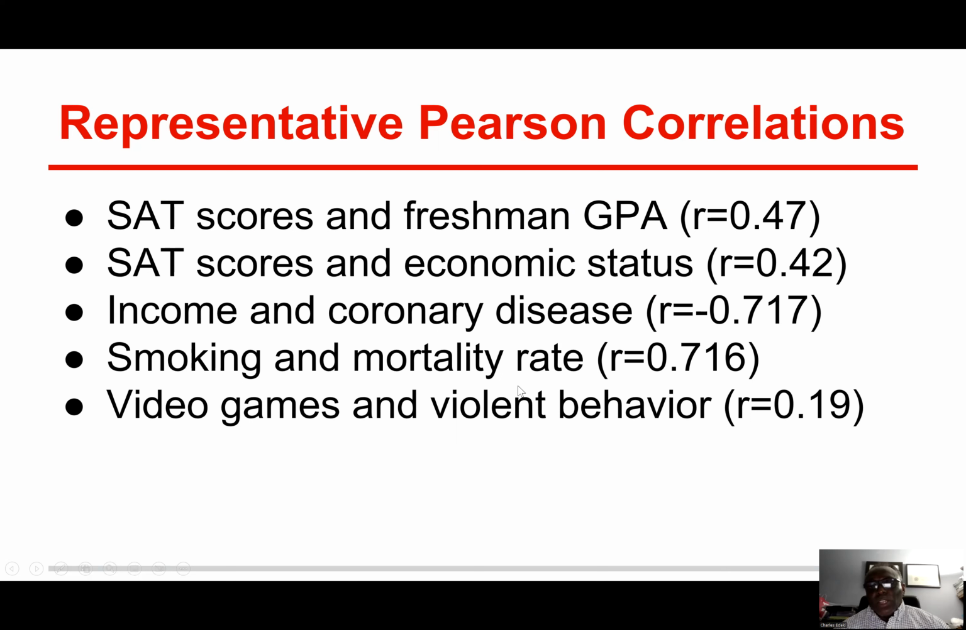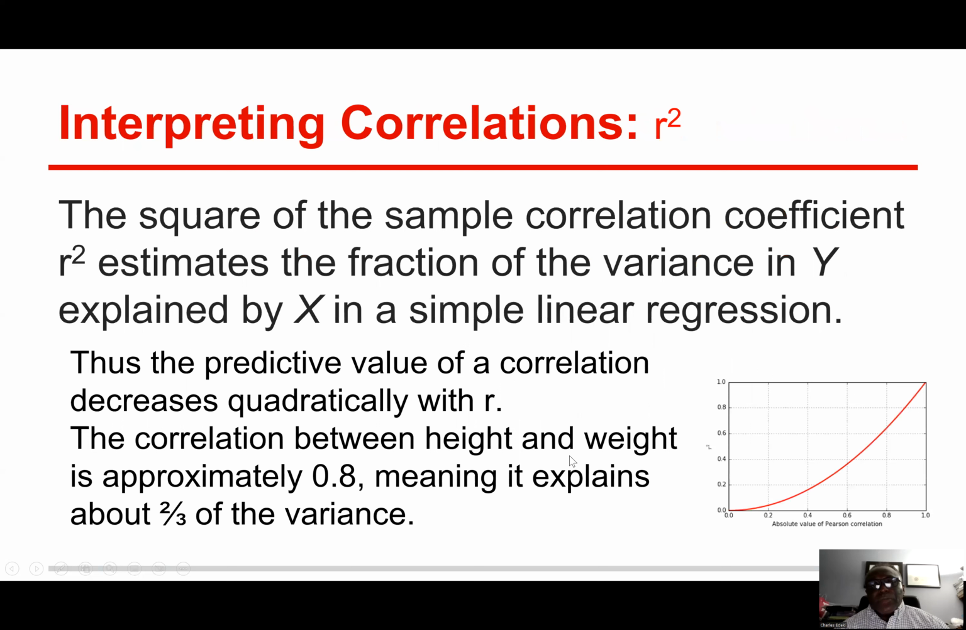Another example is smoking and mortality rate. Here we have 0.718, so it's an increasing relationship. Video games and violent behavior is almost close to 0, so there's no relationship between video games and violent behavior. So how do we interpret correlations?